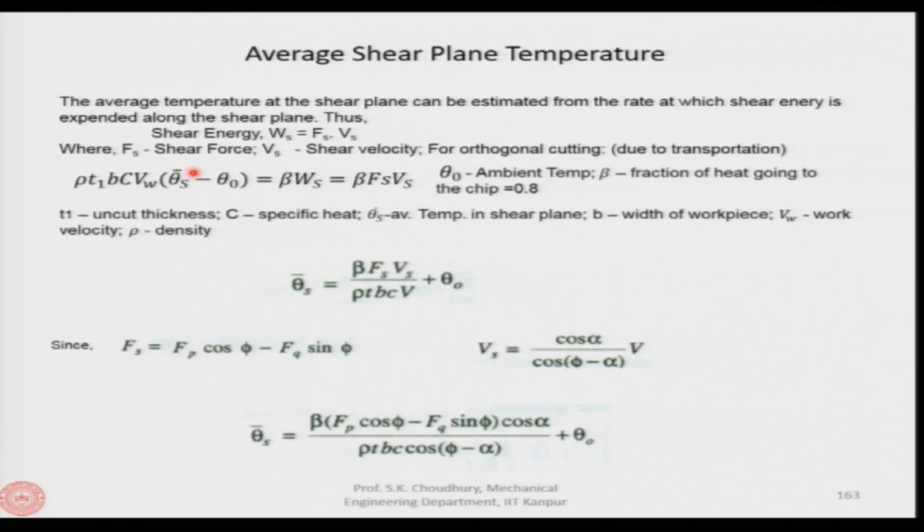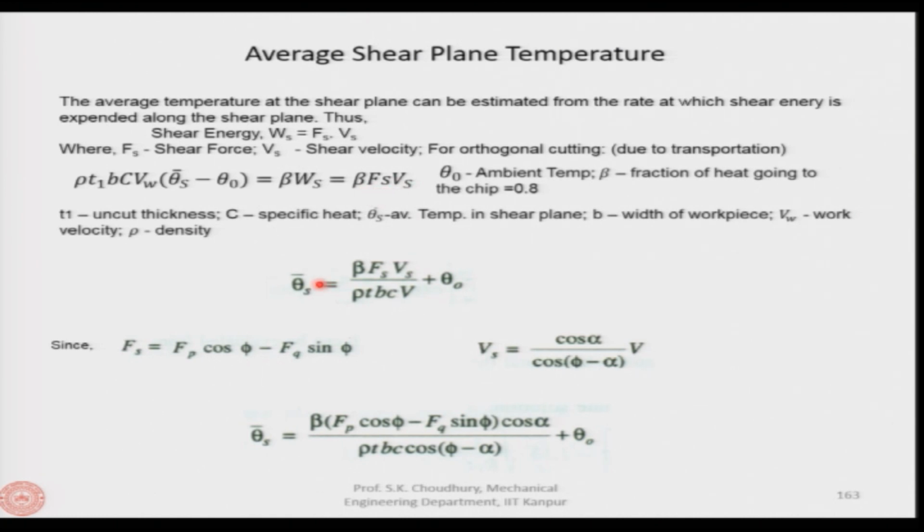Now, from this equation, what we are saying is that this heat that is generated is equal to beta, which is the fraction of heat going to the chip, which is about 0.8. As I said, about 80% of the heat goes into the chip. And Ws, as we said, is the shear energy which is being expended. So, once again, for orthogonal cutting due to transportation, this is the equation that we know from thermal engineering, and the fraction of heat going to the chip will be 0.8 into the shear energy which is expended. So, Ws equals Fs into Vs. We can substitute this.